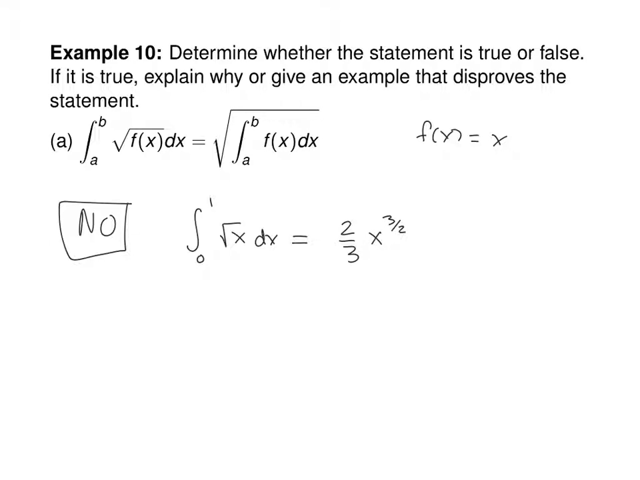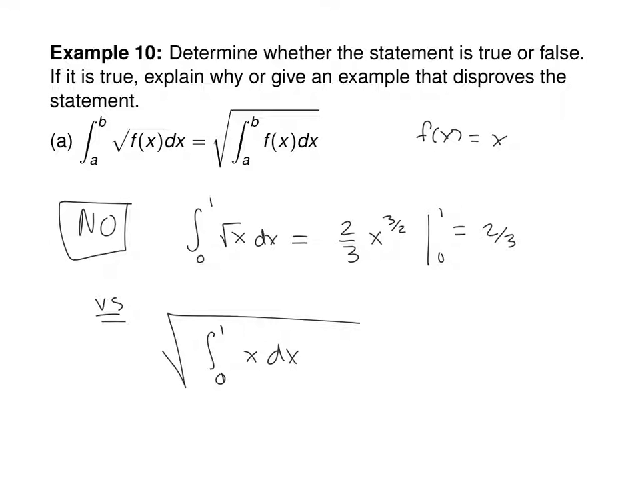2/3 x to the 3/2, right? So that's going to give us 2/3, versus the big old square root of the integral from 0 to 1 of x. And that'd be the big old square root of 1/2 x squared from 0 to 1, which is going to be the square root of 1/2. Not the same thing, right?